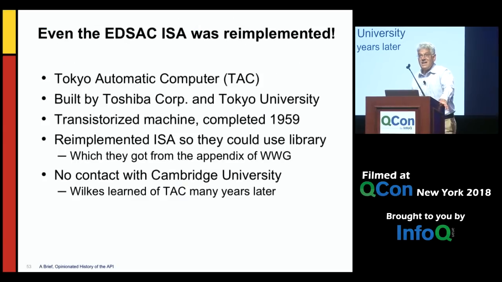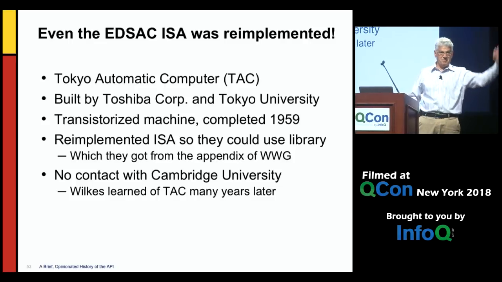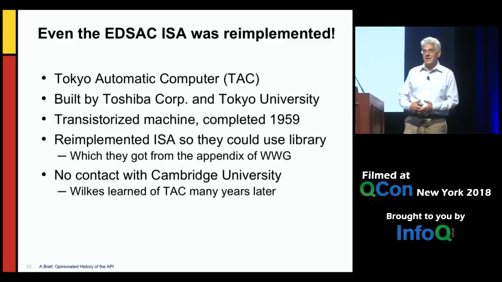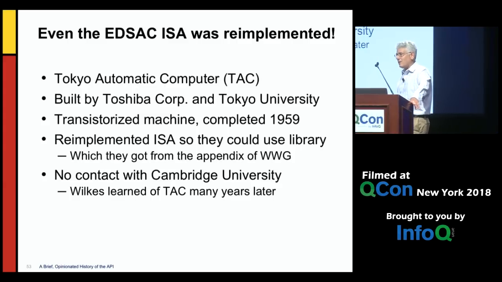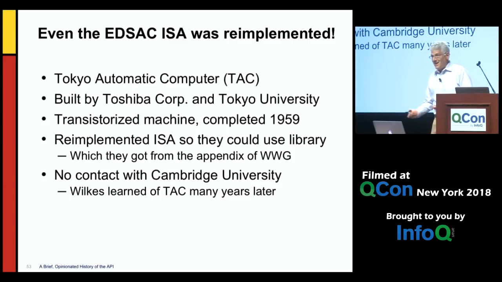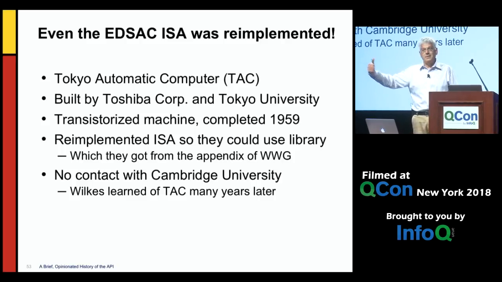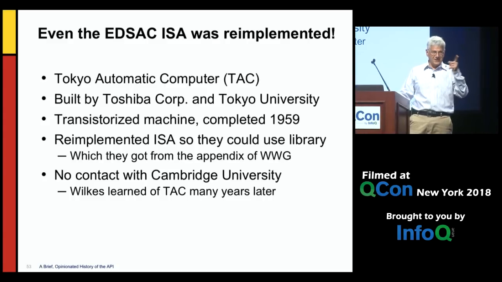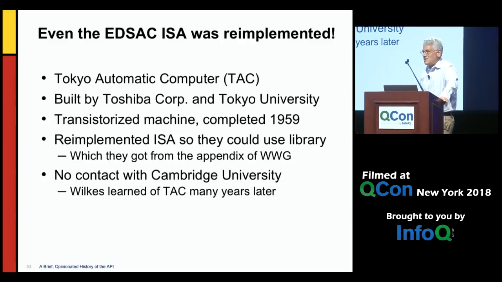Even the EDSAC instruction set architecture was re-implemented, amazingly. It was designed in 1948, and it turns out that a decade later, Toshiba and Tokyo University had a consortium where they built a transistorized version of EDSAC that re-implemented the instruction set architecture so they could use the same library. They basically copied the entire spec from the book by Wheeler, and there was no contact between the consortium and Cambridge. Wilkes learned about it later on, and he was thrilled that these guys were able to build a whole new machine just by re-implementing his APIs.